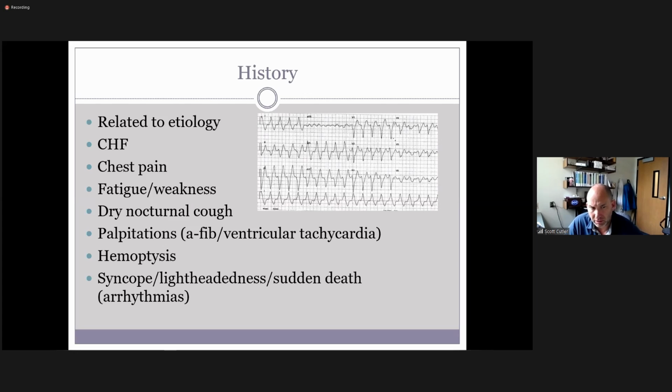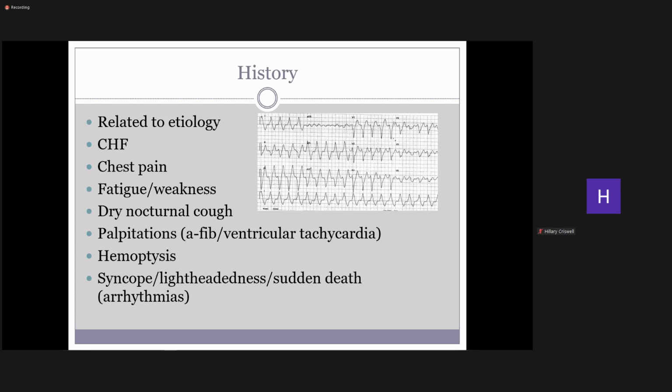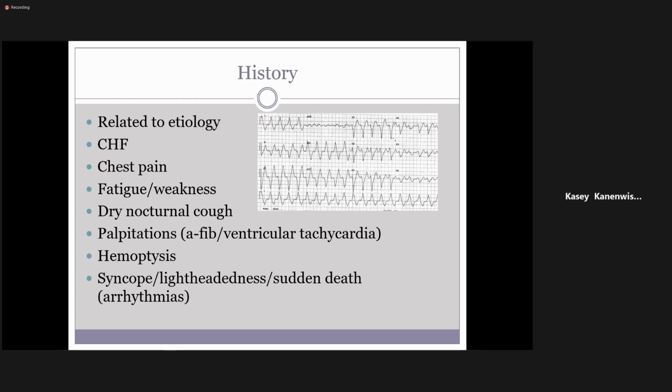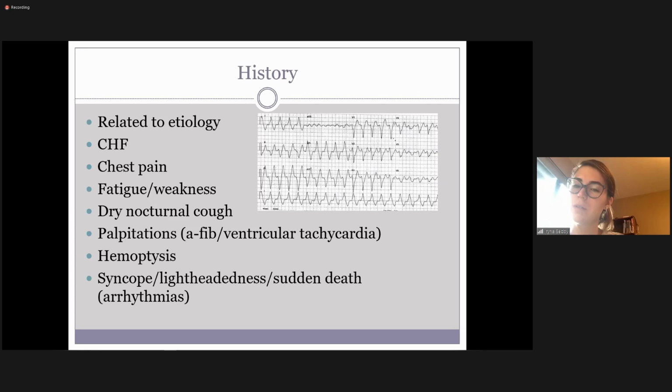Hemoptysis, what is that again? The breaking up of blood cells. Okay, so hemoptysis means that they're coughing it up. So they'll be coughing up blood. What other disease process did we talk about already that they might have hemoptysis as well? Aortic stenosis? Mitral stenosis? Mitral stenosis, yes.